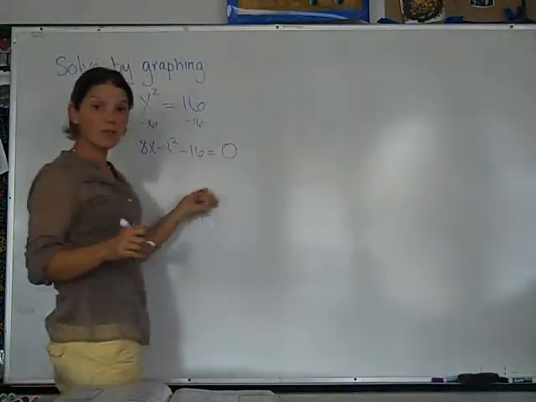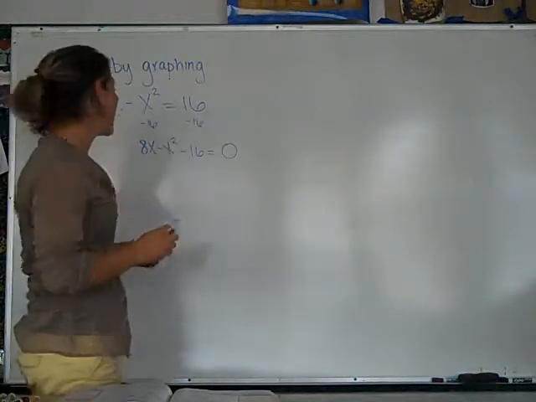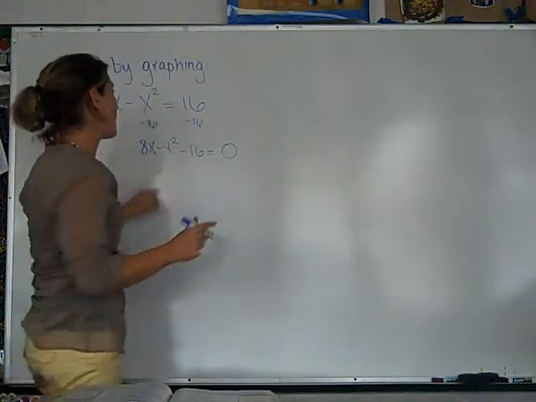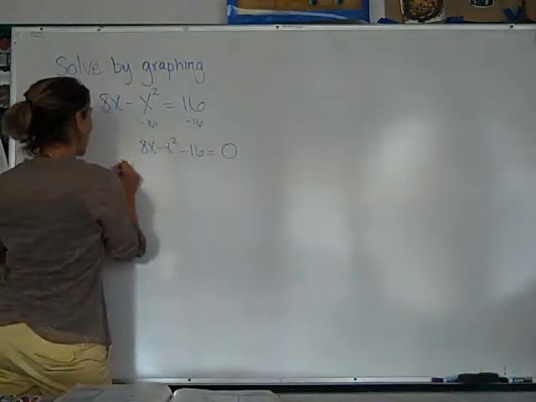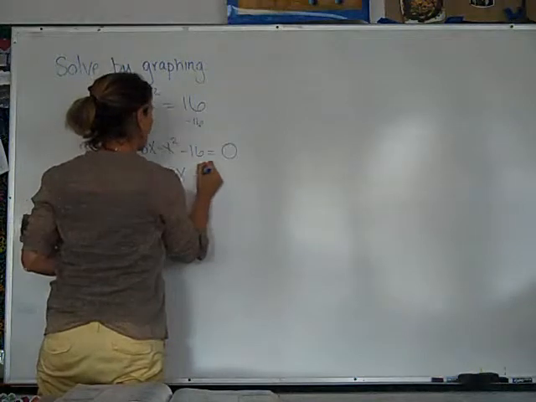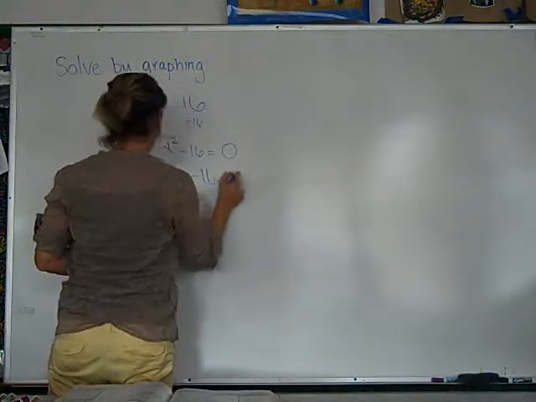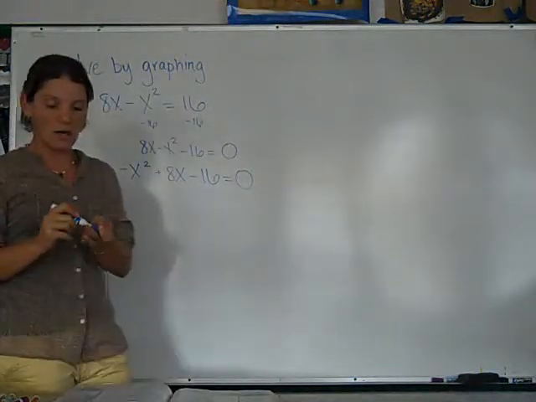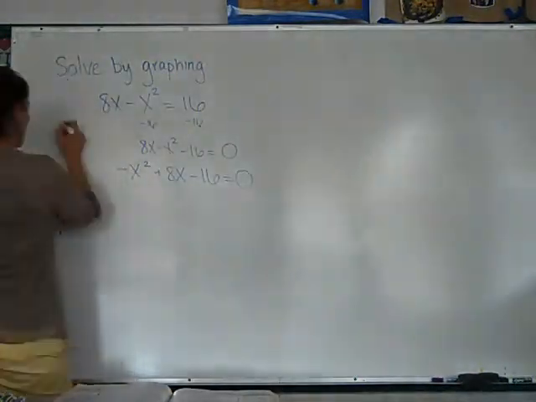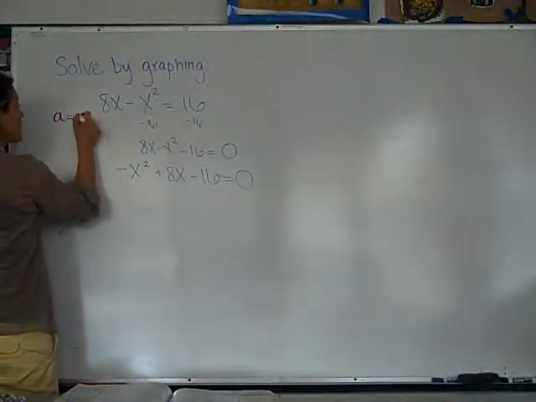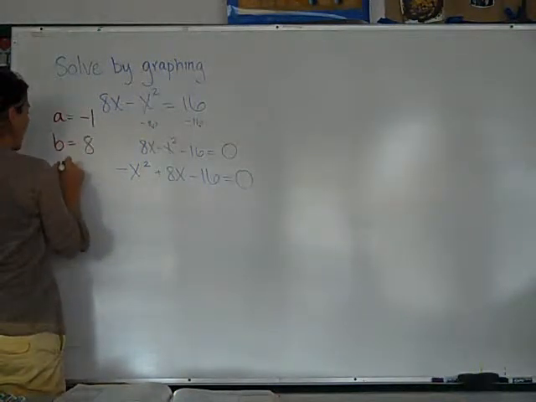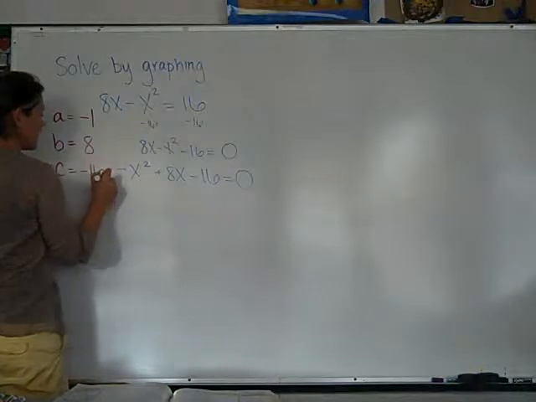That sets it equal to 0, so at least I am one step closer to standard form. And then I like to rearrange so that my variables are in the right order. So I'm actually going to be working with negative x squared plus 8x minus 16 equals 0. So now that I have my equation, I want to identify my a, b, and c. So a is equal to negative 1 this time. B is equal to 8, and c is equal to negative 16.